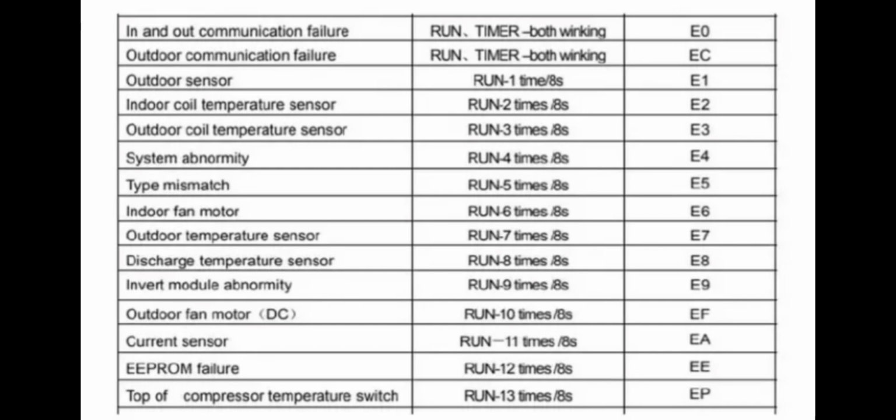E0 fault code. This is the first one, and it's in and out communication failure. I will tell you this is very common on a first installation to have a faulty wires going to the inside and outside unit. So check the wire connection on the indoor and outdoor unit.